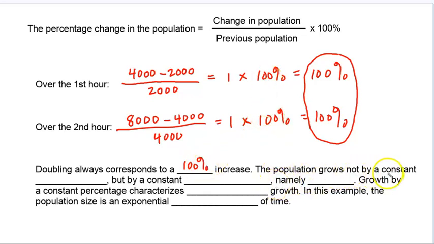The population grows not by a constant number, that would be a linear function, but by a constant percentage. And in particular, in this case, that would be 100%. Growth by a constant percentage characterizes exponential growth. So in this example, the population size is called an exponential function. So size, population size, is an exponential function of time.